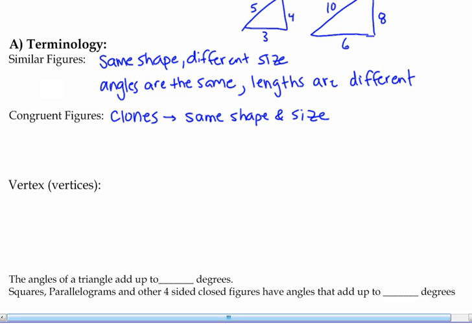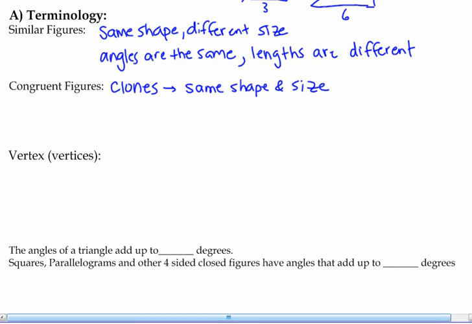So next time you see identical twins, you can be like, you're congruent. And they'll be like, you're weird for saying math stuff. But you're like, we're going to make math cool. No? Okay.